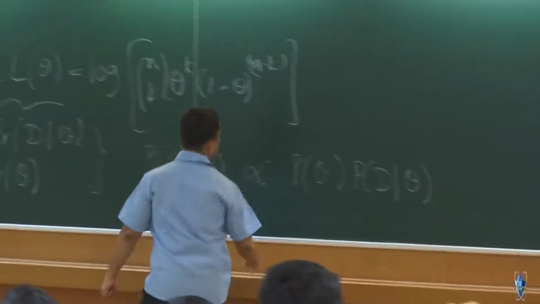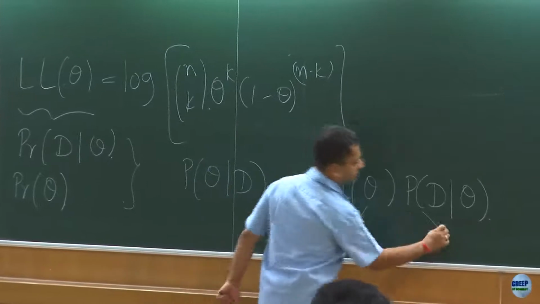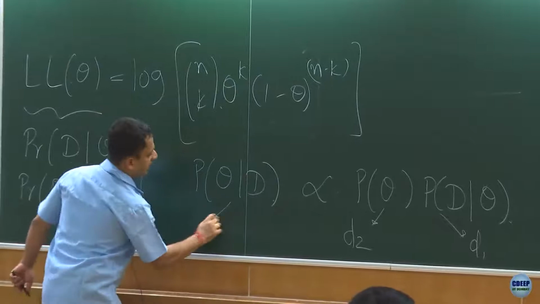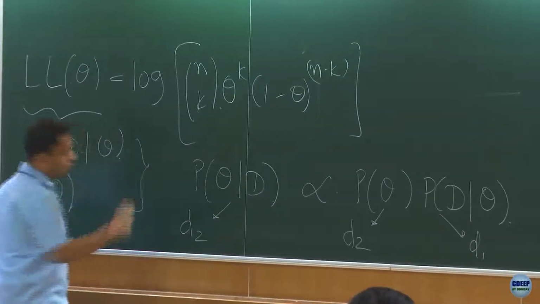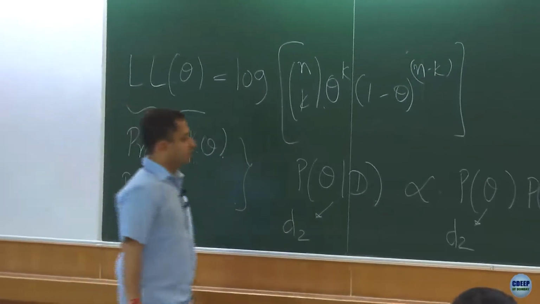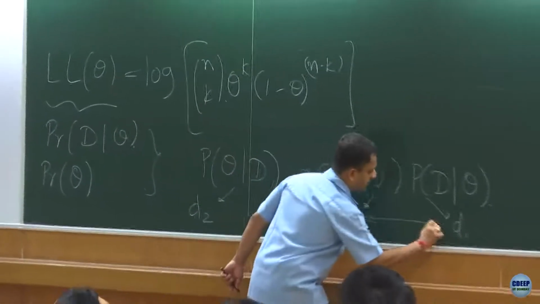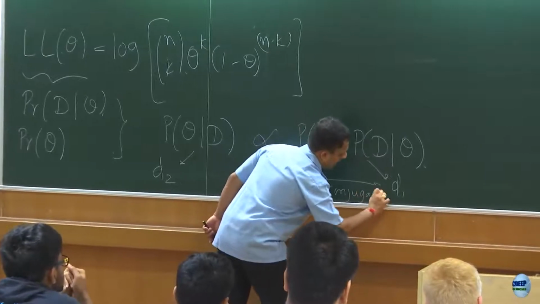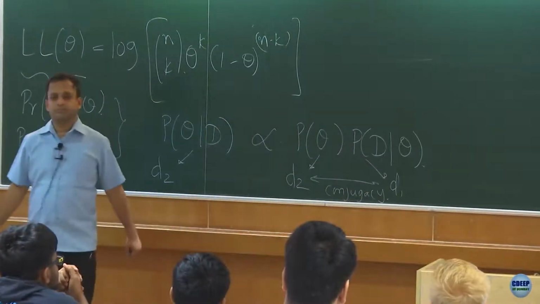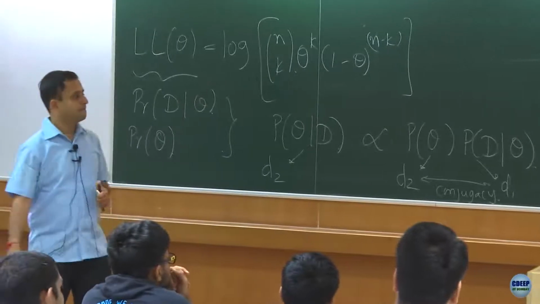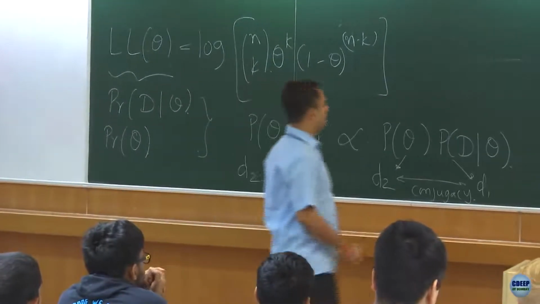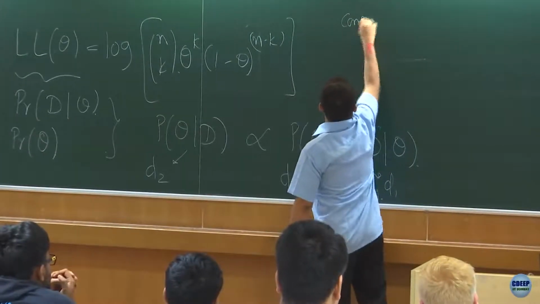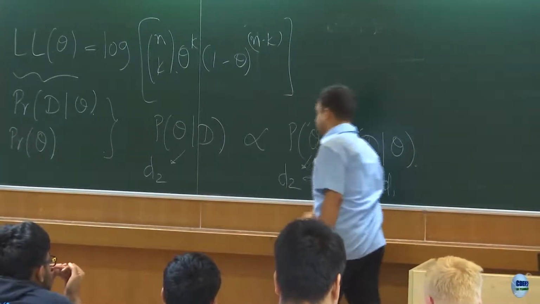Summarily what we are saying is, this had a form D1, I pick a form D2 for P theta, and this results in a form D2 for P theta given D. Then in that case D2 and D1 exhibit conjugacy. So we have seen one, and we will see examples.